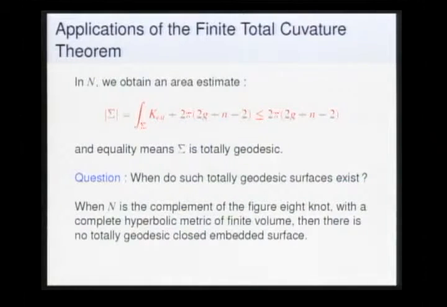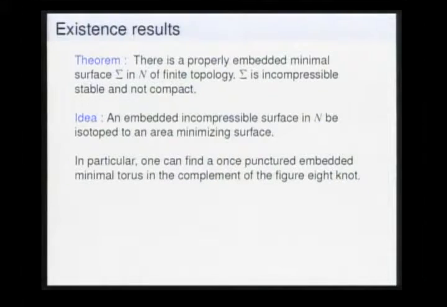In N, you have an area estimate that comes out of this equation. The area of the surface is less than or equal to 2π(2g + n − 2), and equality means it's totally geodesic. Okay, existence results. This is the work that I find very interesting.